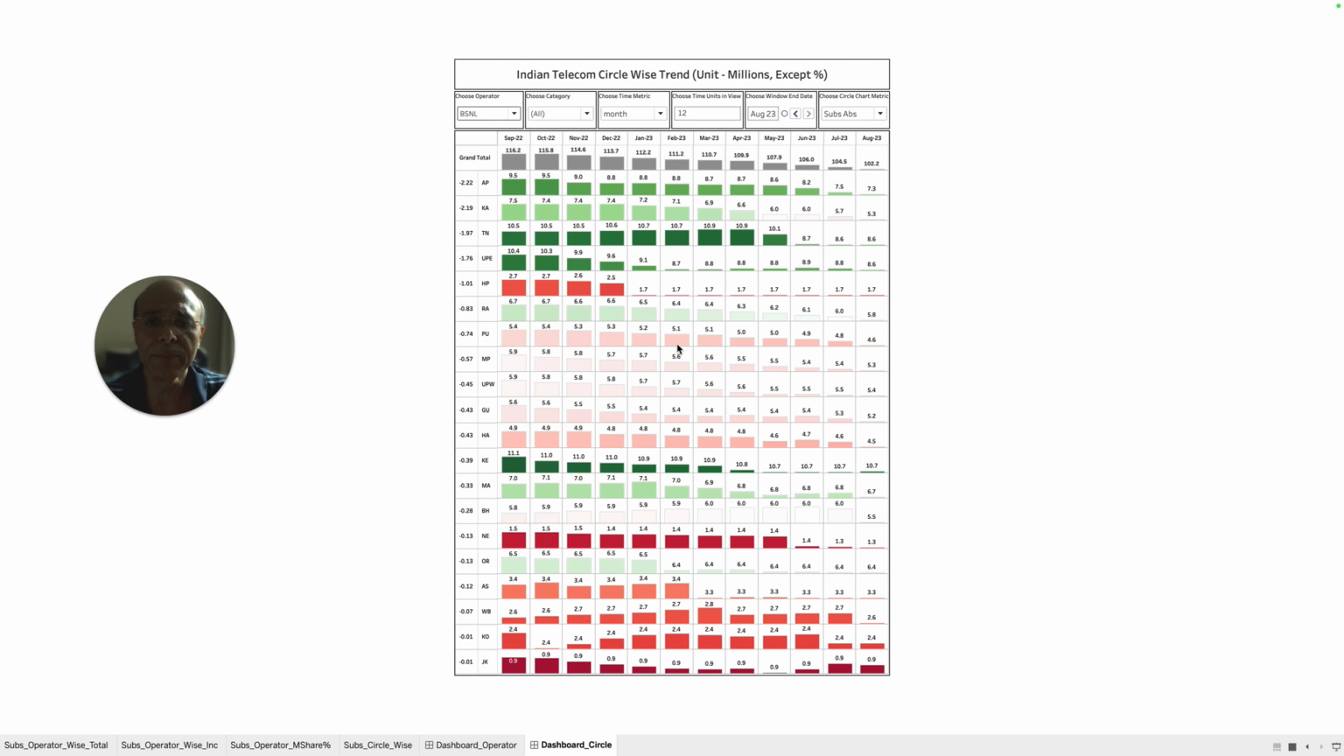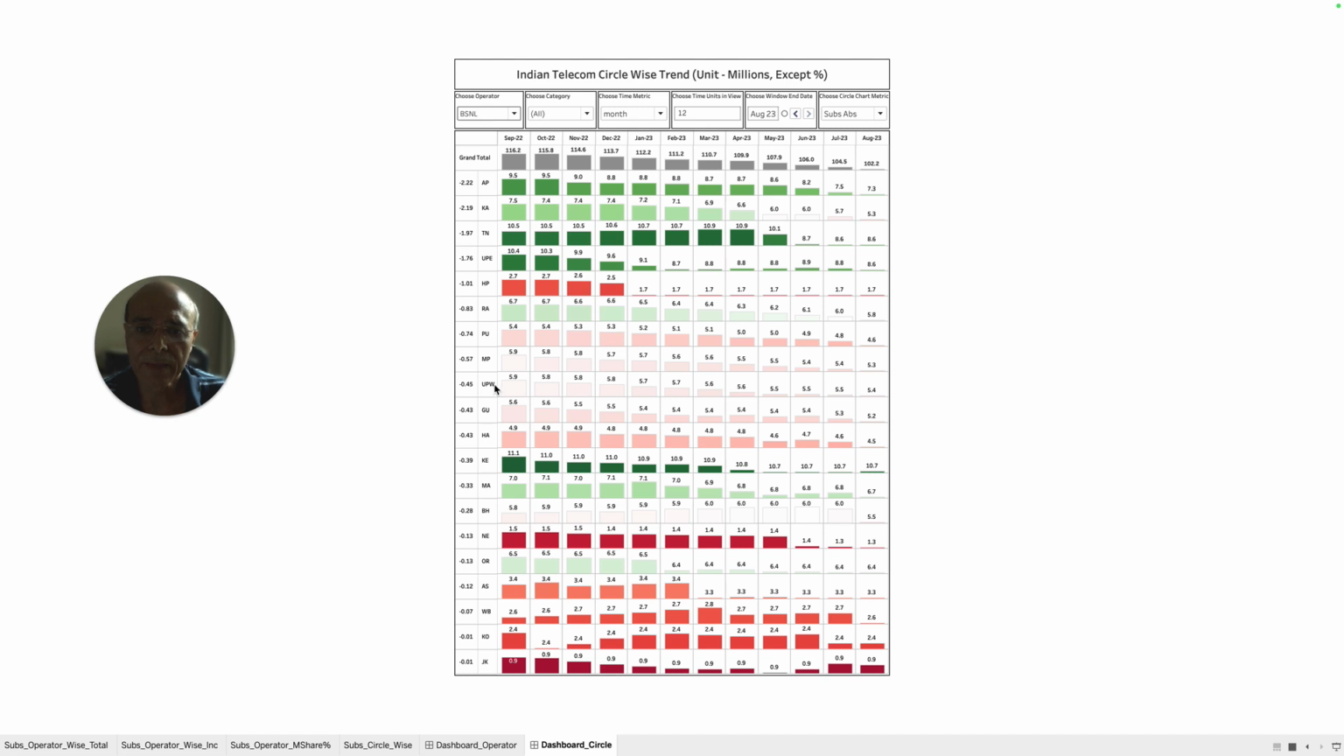And then in BSNL, the same story. It is losing market share or subscriber numbers in all the important markets, right? In AP, Karnataka, Tamil Nadu, UP East, HP, Rajasthan, Punjab, MP, UP West, it is losing market share.